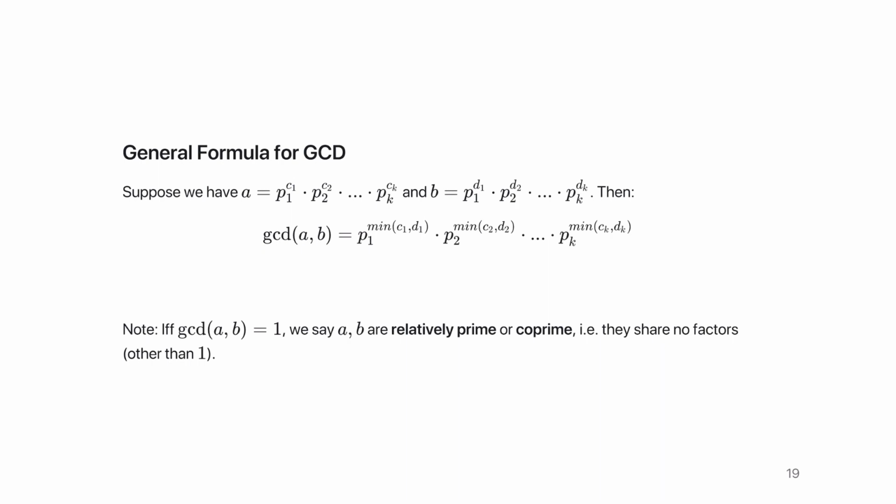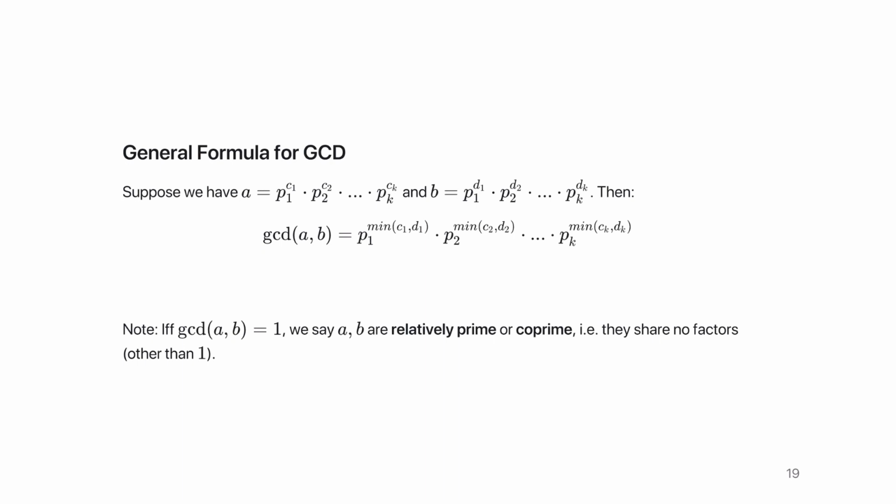And when the GCD of two numbers is 1, we say that they're relatively prime or co-prime to one another, which means they share no factors. It doesn't mean that individually A and B are both prime, though. You can easily think of numbers that are co-prime, like 25 and 36, for example. Neither of them are prime, but they're co-prime to one another because their GCD is 1. So is everyone okay with this formula for the GCD?